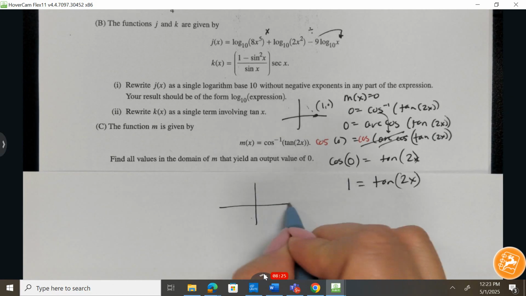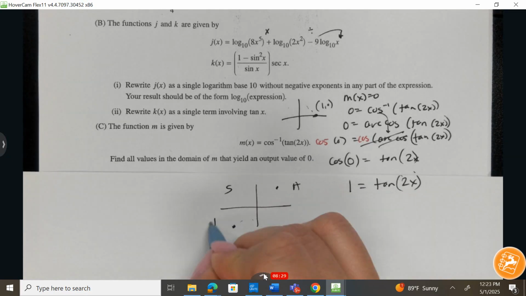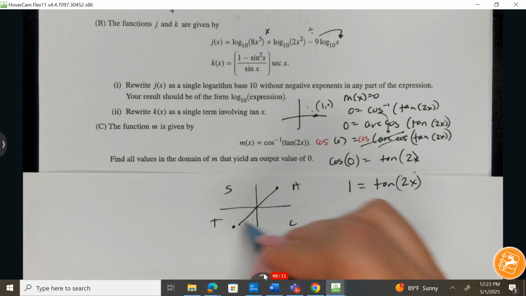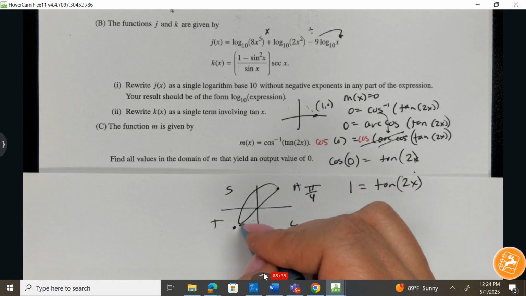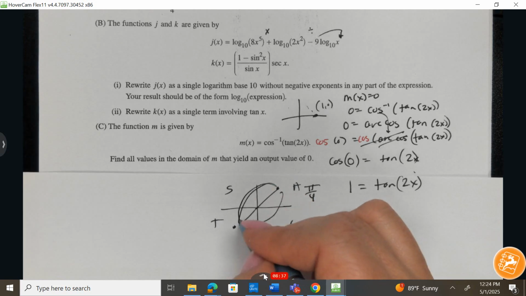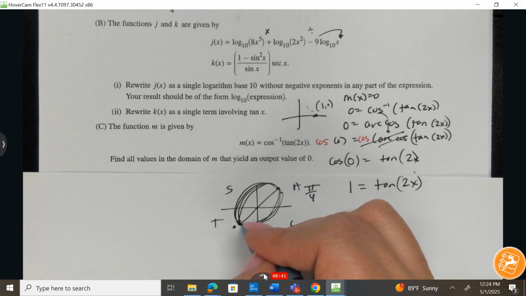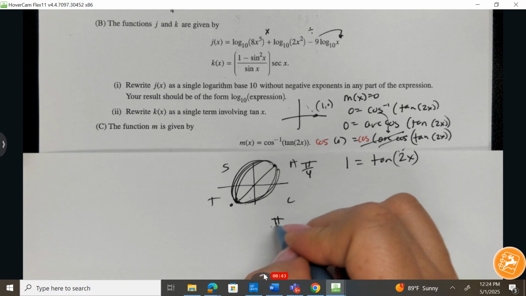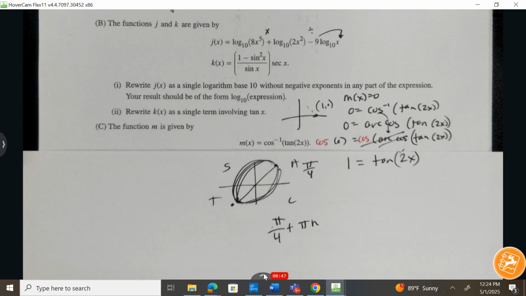Okay, so when is the tangent equal to positive 1? Well, right here and right here. All-star trig class, and right here at this 45-degree mark. So at pi over 4, and then notice every time we do a half circle, which is equal to 180 degrees or pi, we land again at that position. So this value plus an additional pi times n.